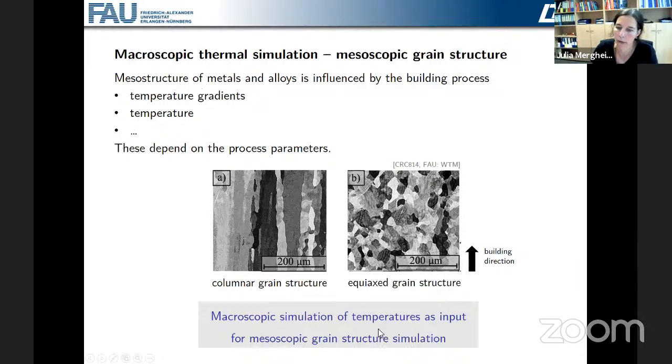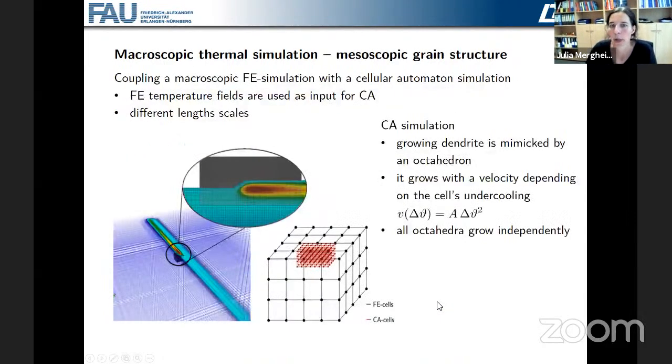Therefore, the idea is now to use the temperatures from the macroscopic simulation as an input for the mesoscopic grain structure simulation. And that is how that looks. The macroscopic finite element simulation should be coupled to a cellular automaton simulation, which governs the grain evolution. The problem is that these two methods use different length and time scales.